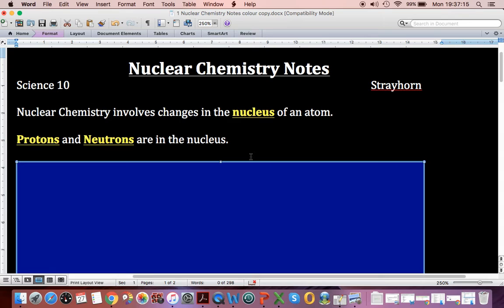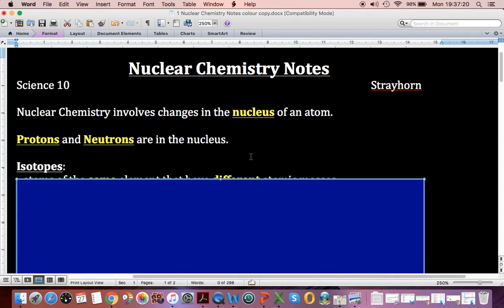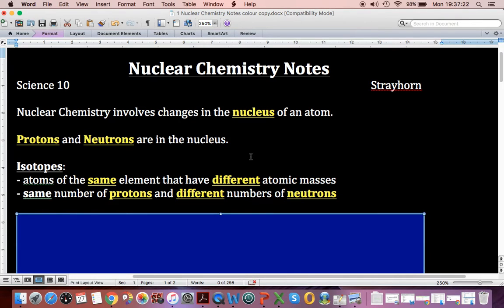We've talked about how protons and neutrons live in the nucleus, and overall the protons give a nucleus a positive charge. This is not a new definition, and it still applies here. We're looking at isotopes. Iso means the same, so same element, same number of protons. What's different? Different masses, therefore different numbers of neutrons.